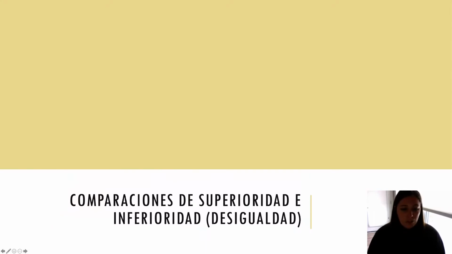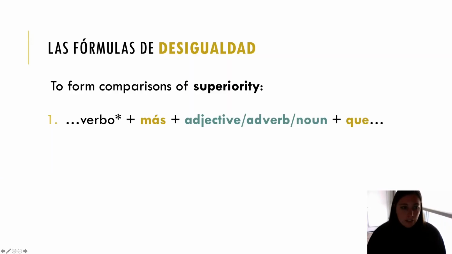Primero empezamos con comparaciones de superioridad e inferioridad. En otras palabras, las comparaciones de desigualdad. The first is comparisons of superiority. So your formula is going to be a verb. There's a star here to remind you that the verb will be conjugated. Then más, an adjective, adverb, or noun, and que.